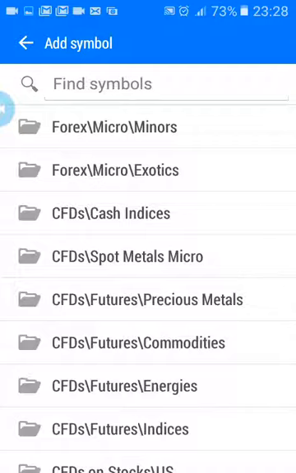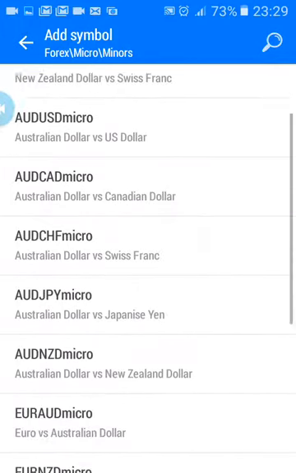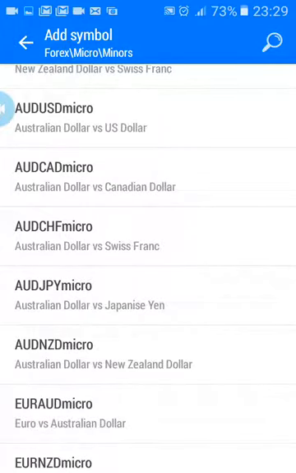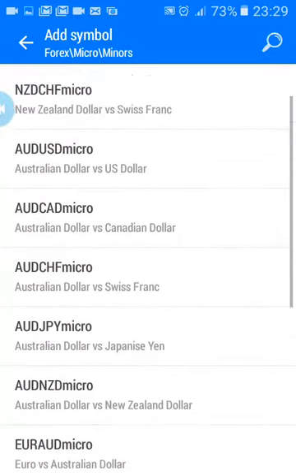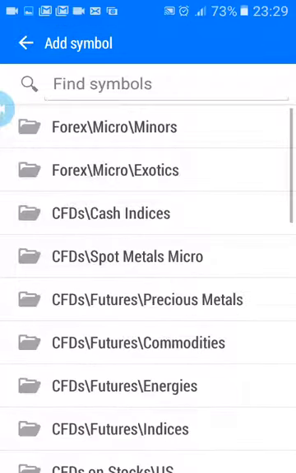Beside it is a minus, and if I press it, I will be entering different types of currencies, and they are written with what they represent. The first one is NZD US dollar, which is a micro lot size account. So the first currency is the New Zealand dollar against the US dollar. The second one is the New Zealand dollar against the Swiss franc, then the Australian and the US dollar, the Australian and the Canadian dollar, and the Australian and the Swiss franc. These are the currencies that you can just click on. Once you click on it, this currency is added to your previous list there.